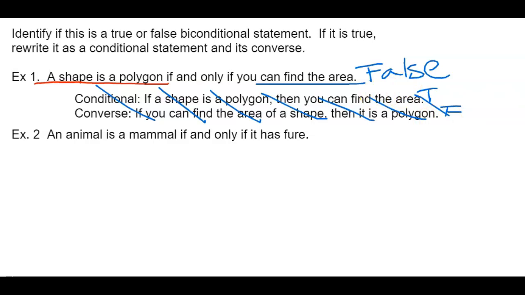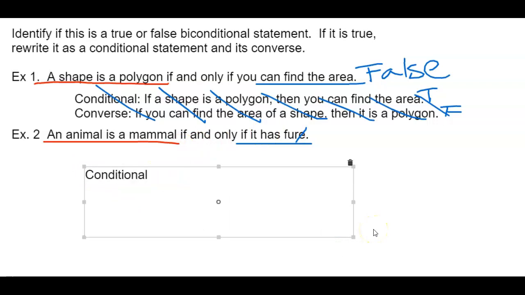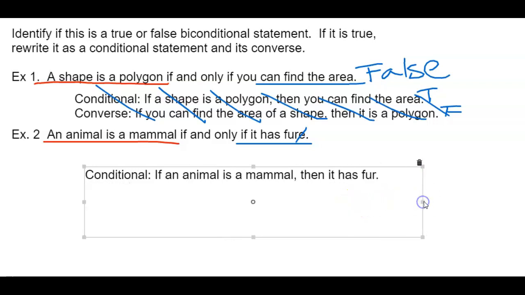So let's try the next one. The next one, an animal is a mammal. So that's our hypothesis. If and only if it has fur. Sorry, spelling error there. So let's think about the conditional and its converse. So the conditional statement would be if an animal is a mammal, then it has fur. So that's a true statement. Mammals, by definition, have fur or hair, and that's what makes them a mammal.